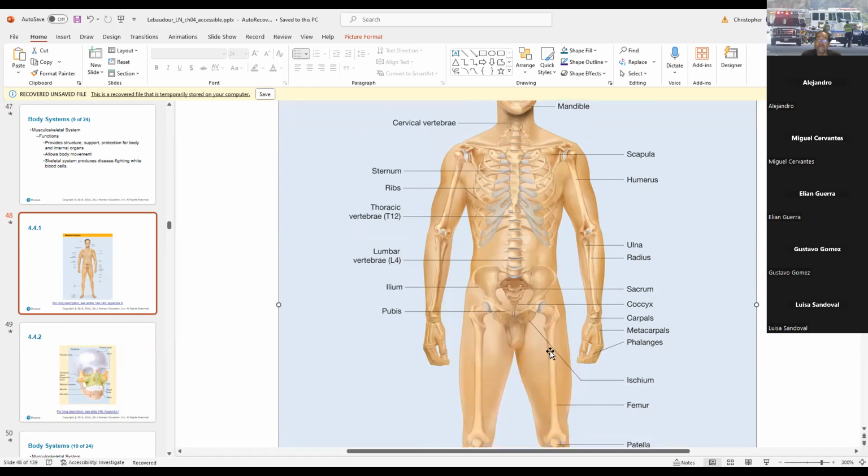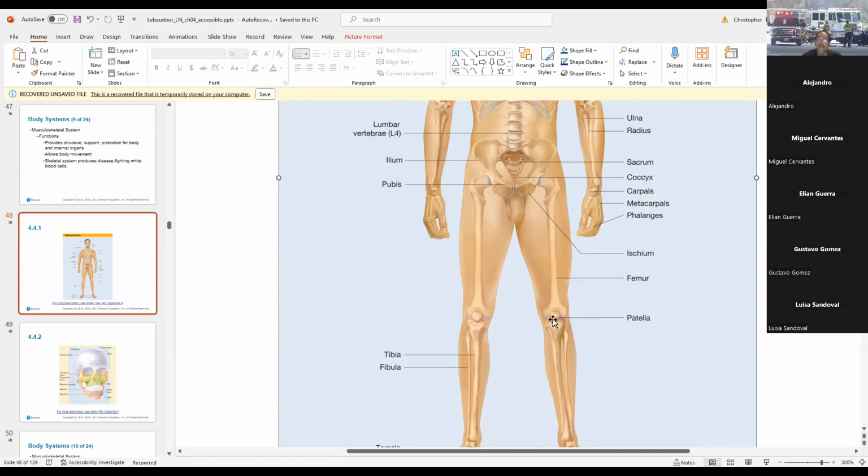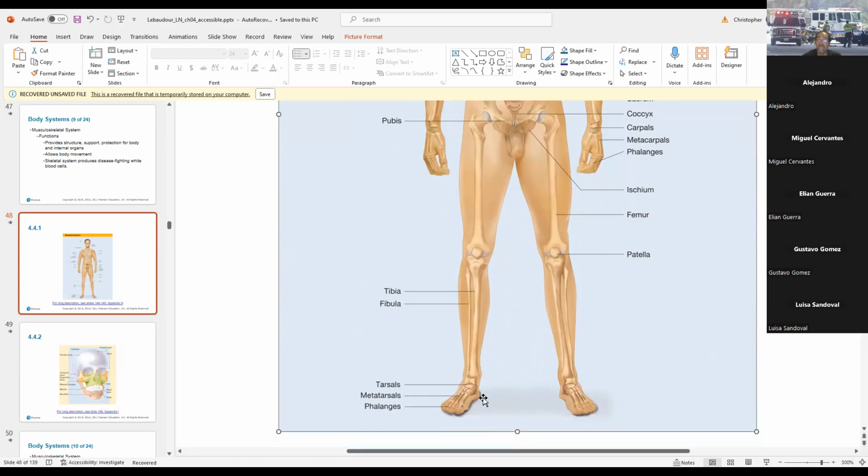Of course, you have your femurs, which is the longest and strongest bone in the body. Your patella, which is your kneecap. Then you have your tibia and fibula. The tibia is the largest bone, and the fibula is the smaller one. Of course, you have your tarsals, metatarsals, and phalanges.